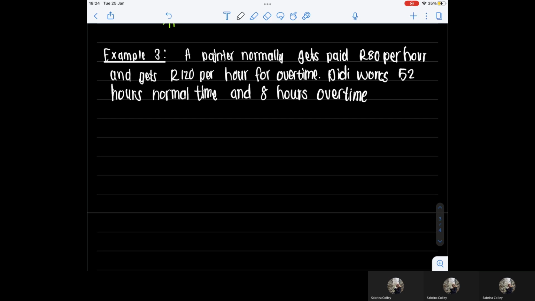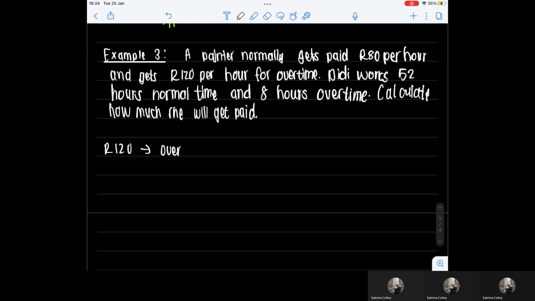So example 3, a painter normally gets paid 80 Rand per hour and gets 120 Rand per hour for overtime. Didi works 52 hours normal time and 8 hours overtime. Calculate how much she will get paid. Okay, so we know that she gets paid 120 Rand for overtime and 80 Rand normal.